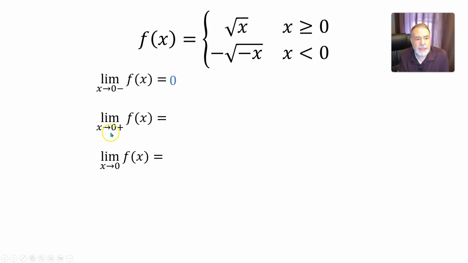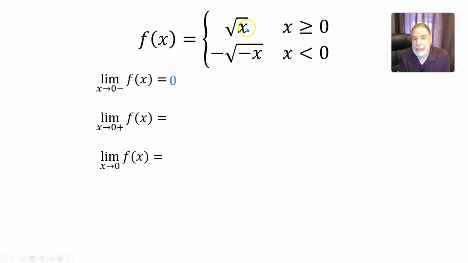Now what about the limit as x approaches 0 from the right? So now we're considering x's that are greater than 0. So we're only looking at this part of the definition, where whatever we put in for x, what we get out is the square root of that number.